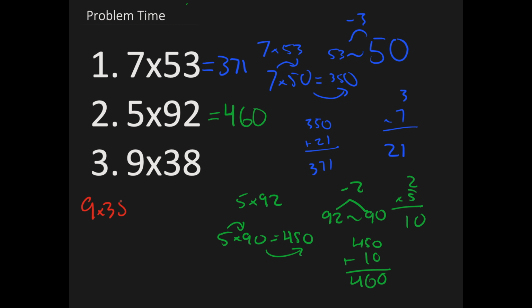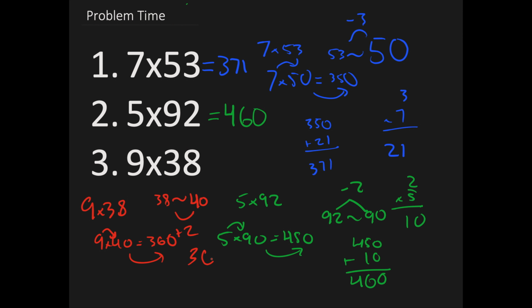38 rounds to 40. We added 2 to get there. Keep that in mind. So now we're doing 9 times 40. So 9 times 4, how much does that equal? That would equal 36. Add 0 and we have 360.